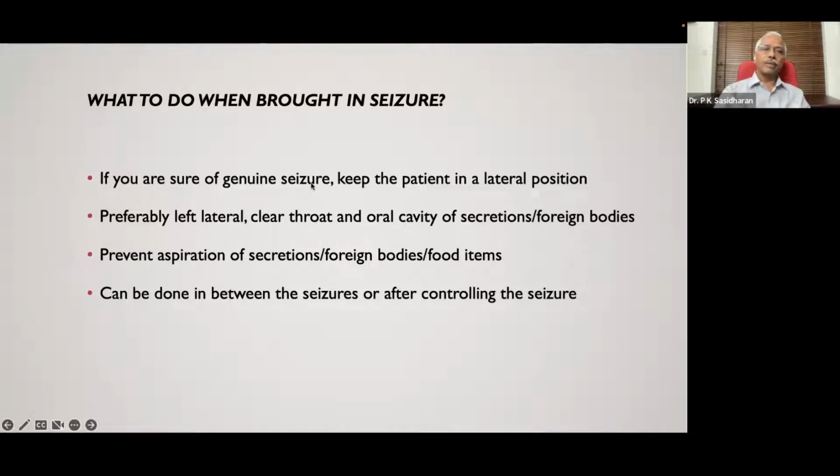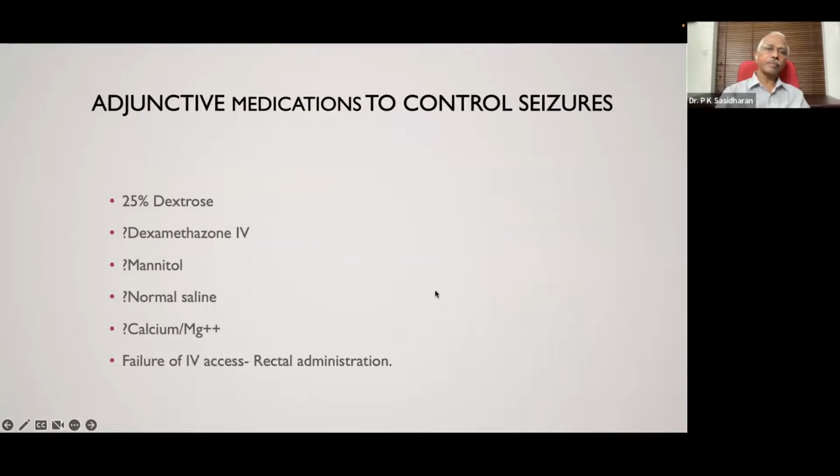If you're sure of a genuine seizure, keep the patient in a lateral position, preferably left lateral. Clear the throat and oral cavity of secretions and other foreign bodies. The foreign bodies can be food items or sometimes dentures or anything. Prevent aspiration of secretions and foreign bodies or food items during a seizure. That's very important to prevent aspiration pneumonia, and it can be done in between seizures or after controlling the seizure.